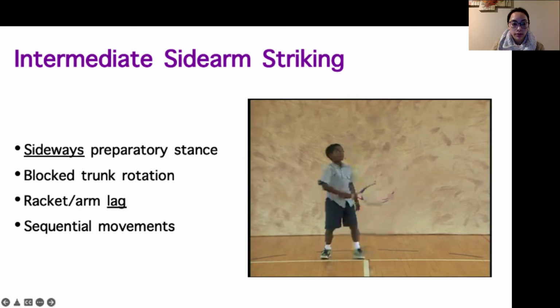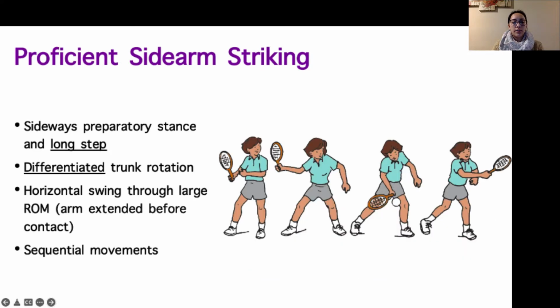Okay, so improvements. And then we could further see greater proficiency in this proficient sidearm striking example, where the preparatory stance is still sideways, but there's a utilization of a longer step, so again, greater weight transfer, which shifts more power into the strike. There's more differentiated trunk rotation between the upper spine and the pelvis.